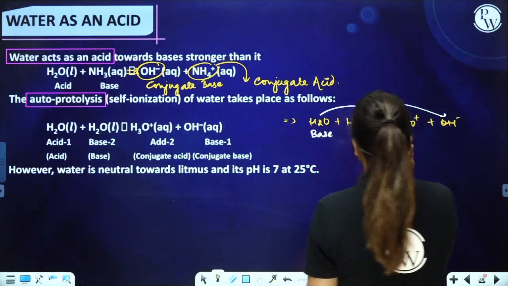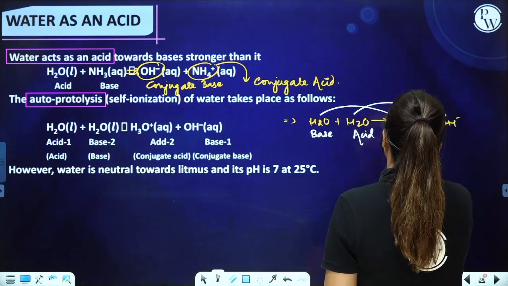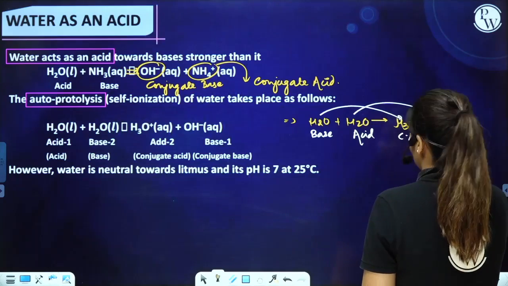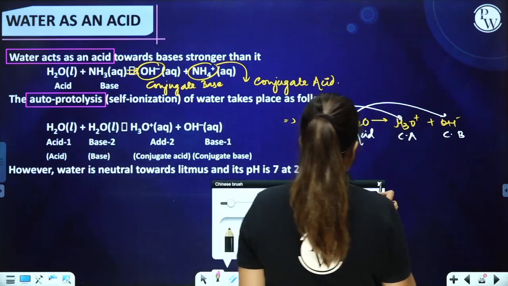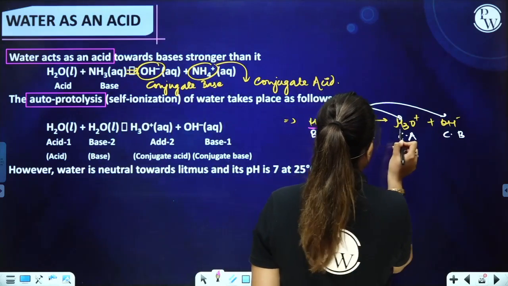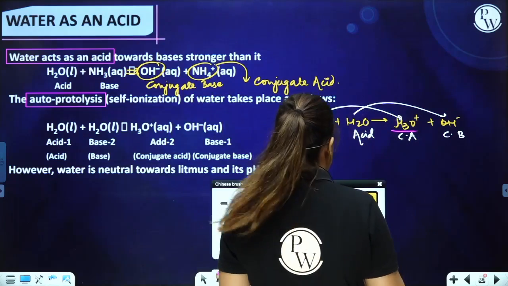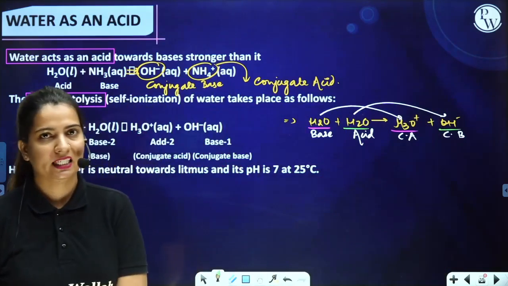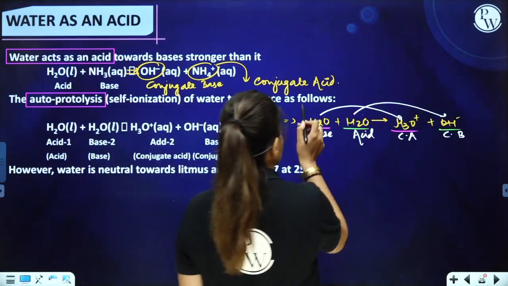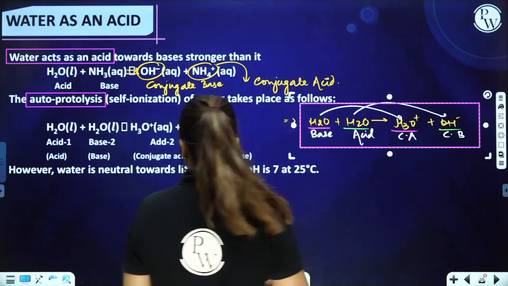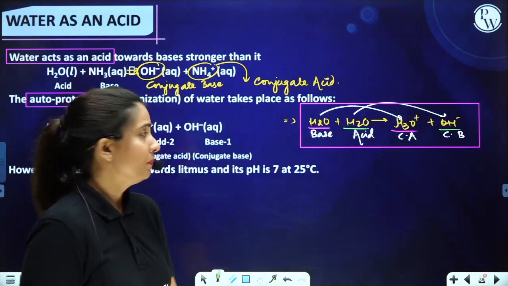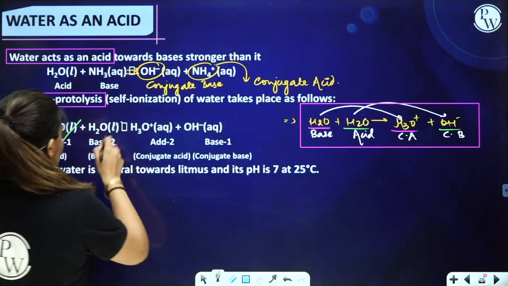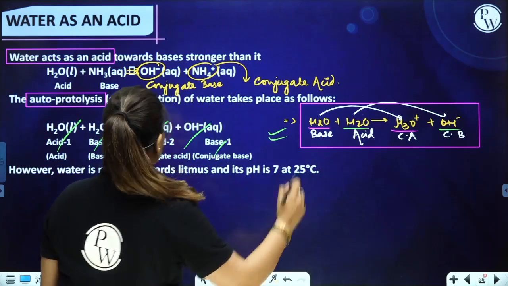So the base will behave as a conjugate acid and this will behave as a conjugate base. This is the base, behaving as a conjugate acid. This is the acid, which is behaving as a conjugate base. So this is autoprotolysis. Okay. Now don't look at this, follow this.